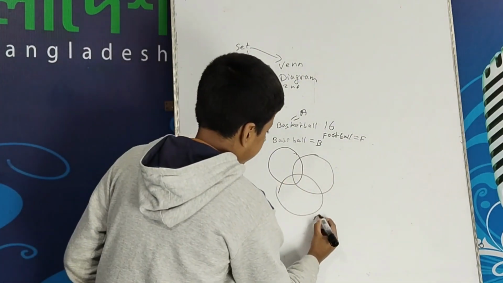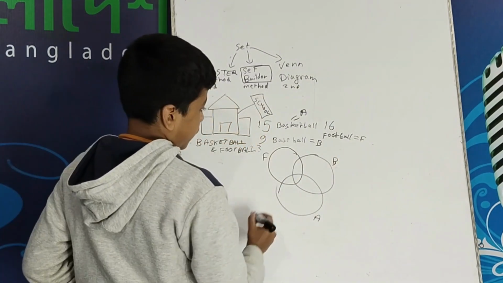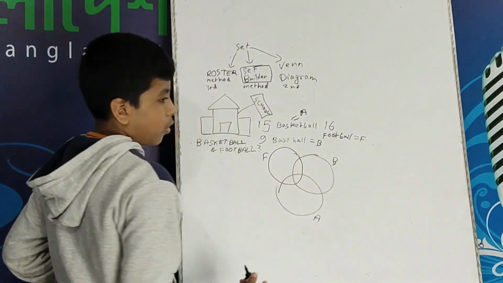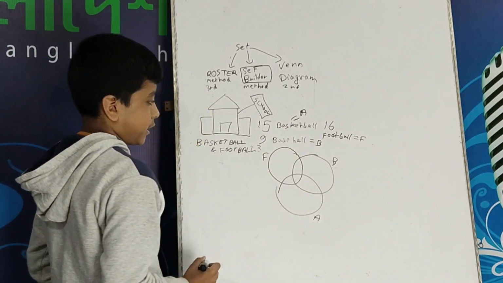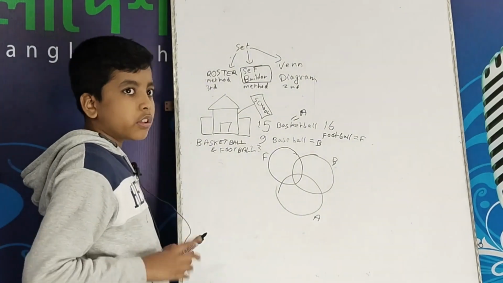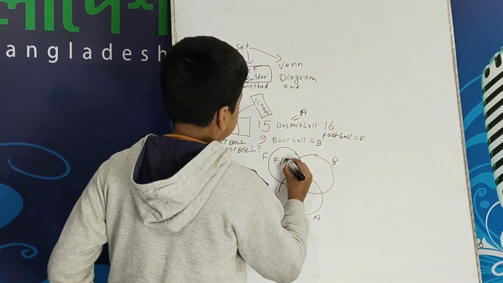So now, this is A, this is B, this is F. Now, this section right here, only football, no baseball, and no basketball. So this section right here, how would we represent this section? Well, first, we will represent it as F/B.